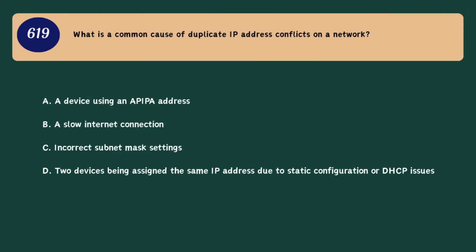Question 6-19. What is a common cause of duplicate IP address conflicts on a network? A. A device using an APIPA address. B. A slow internet connection. C. Incorrect subnet mask settings. D. Two devices being assigned the same IP address due to static configuration or DHCP issues.